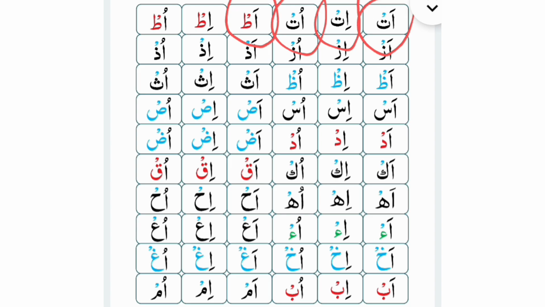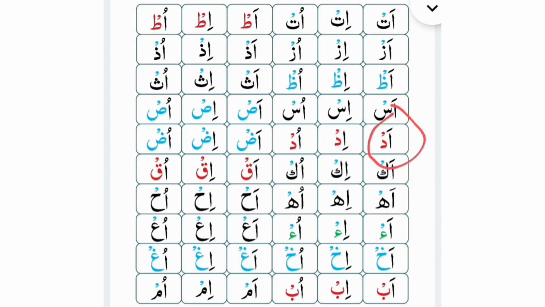When the letters of qalqala are sakina, qalqala should be more clear. Alif ta fatha at. Alif ta kasra it. We move the qalqala letter. Alif ta damma ut. At, it, ut. Dal is also a qalqala letter.